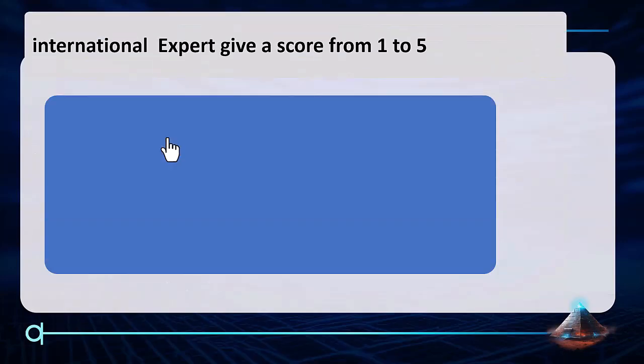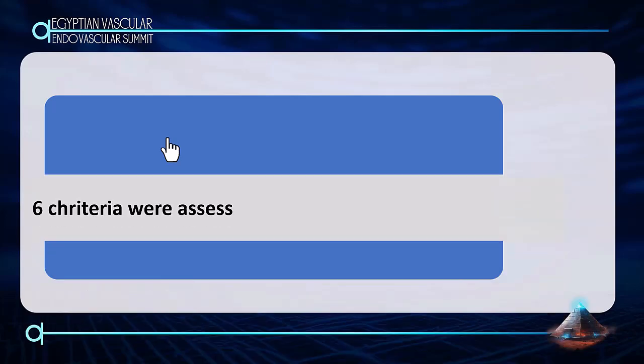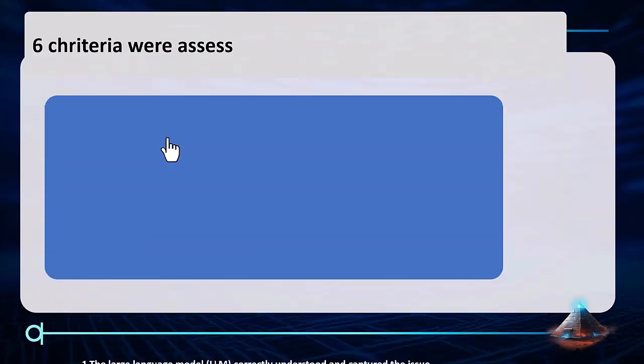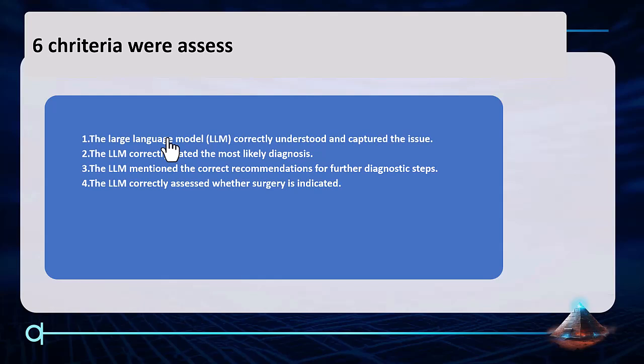So here is the international expert. They said they are going to assess 6 cases and give a score between 1 to 5. So they got 5 lipedema cases, and 6 criteria will be assessed. The first criteria, does the large language model, which is LipoGPT, correctly understand the problem? Does it give the correct diagnosis? Does it give the correct recommendation? Does it assess the patient fit for surgery?